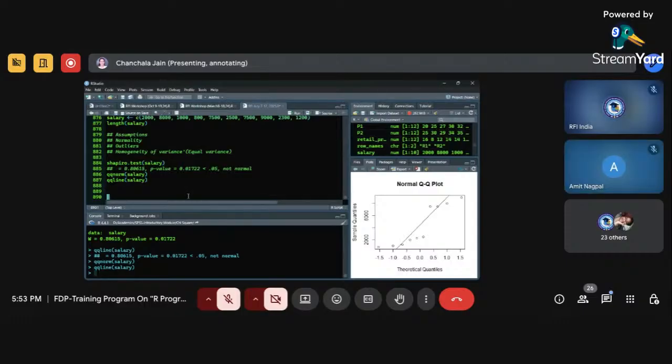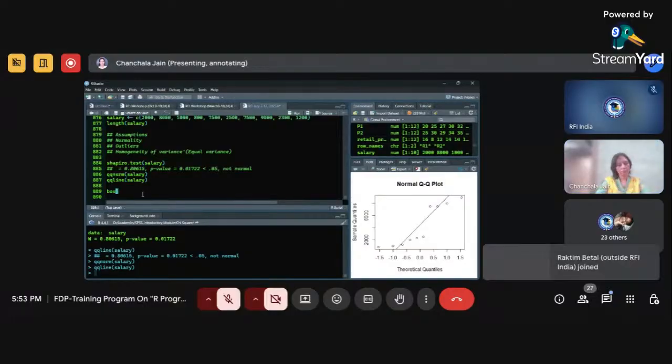So now we will check the outliers. For outliers, what is the function? Box plot. Yeah. Box plot.